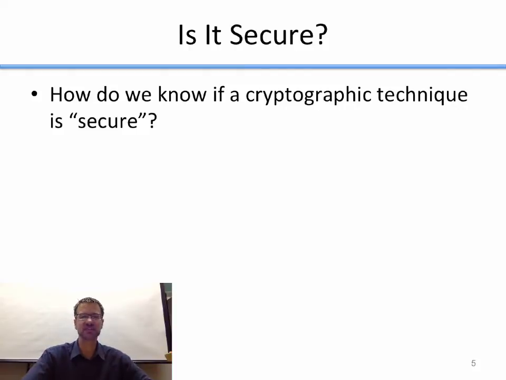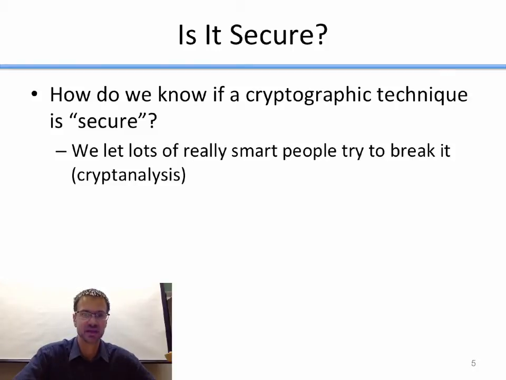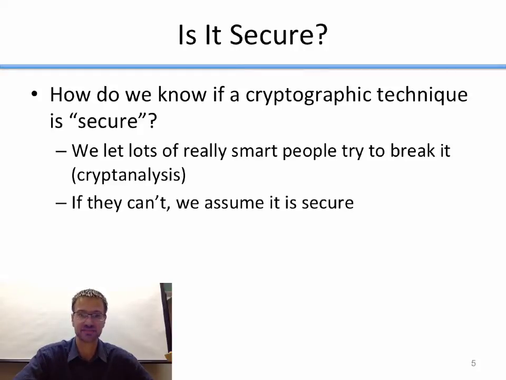So how do we know if a given cryptographic technique is secure? I'm about to show you 3 or 4 different simple cryptography techniques. How do we know if they're any good? Well, the truth is, in cryptography, our measure of how secure a cryptographic algorithm is really just based on us letting lots of really smart people try to break it by performing cryptanalysis. And if they can't, then we assume it's secure. That's an interesting approach to decide if something is good. Just let a whole bunch of people try, and if they can't break it, then it must be fine.